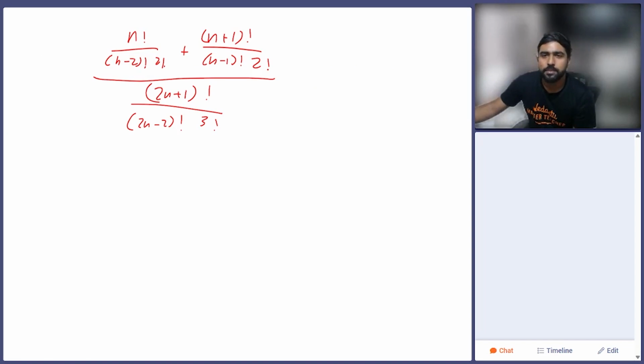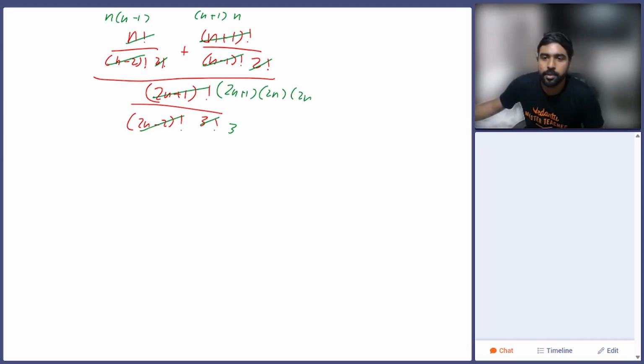So let's simplify this expression out as much as possible. So first of all, I can cancel this 2 factorial and this 3 over here. I'll be left with just a 3. And then over here, the remaining part, what all can I cancel? Let's go for the simple cancellation itself. I'll get n into (n minus 1) over here. If I cancel this, I will get (n plus 1) into n. And over here, if I cancel this, what will I get? I will get (2n plus 1) into 2n into (2n minus 1).